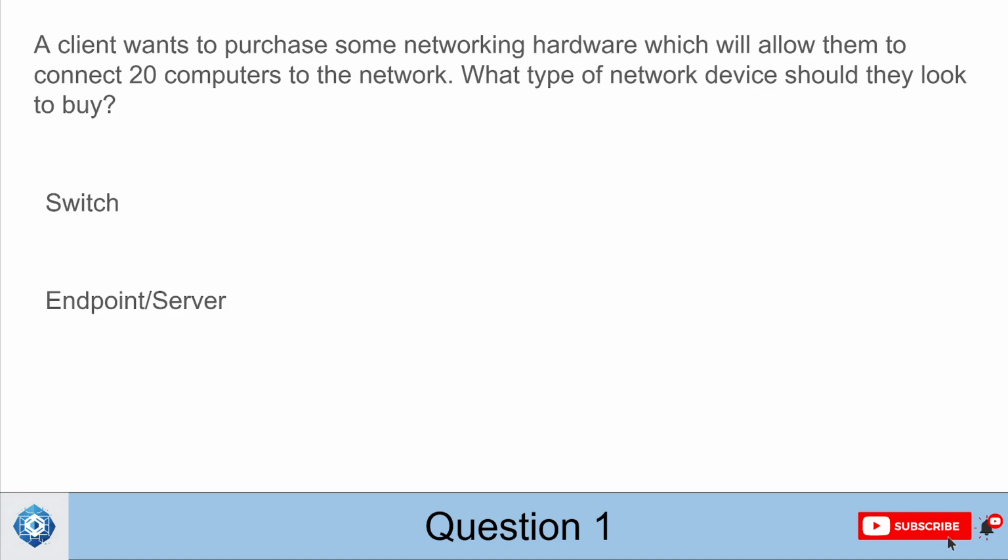Finally, we can go ahead and eliminate endpoint and server. In this case, the endpoint or server could fall into those 20 computers, so having more of those isn't going to help us connect them, leaving us with the final answer of a switch. If you remember, a switch can have anywhere from just a few additional ports, such as 5, all the way up to 48 or more, allowing you to connect several different computers, servers, endpoints, any type of device to that network. So, the answer to question 1 here is a networking switch.